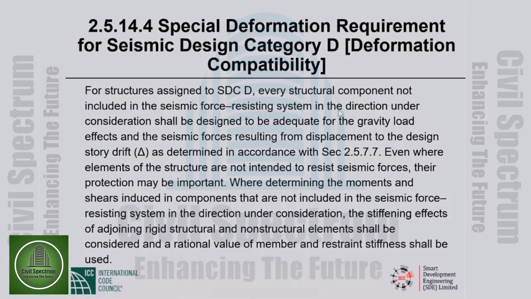This is also something very specific in BNBC 2020, although this is in every sensible code and standard you will ever see on seismic design. For structures assigned to design category D, every structural component not included in the seismic force resisting system in the direction under consideration shall be designed to be adequate for gravity load effects, etc.